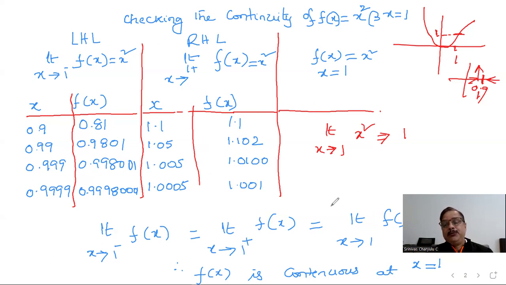Let us say straight away you put 1 in the equation. If you put directly 1, what happens? X square is equal to 1 square is equal to 1.